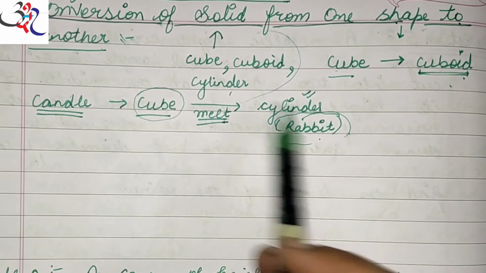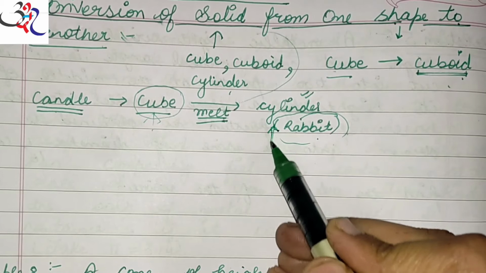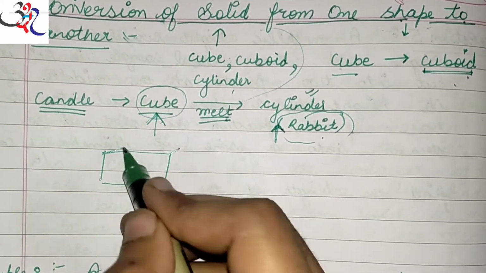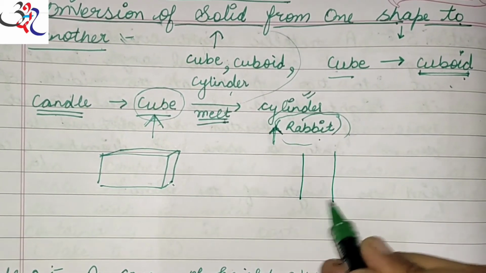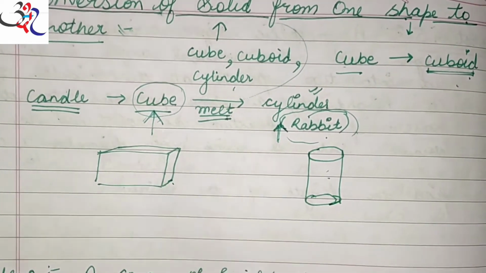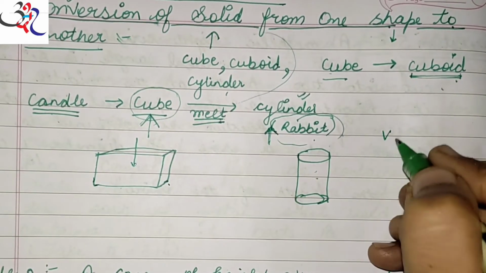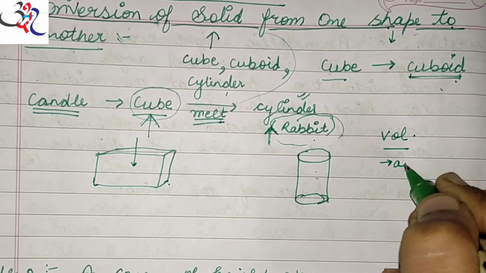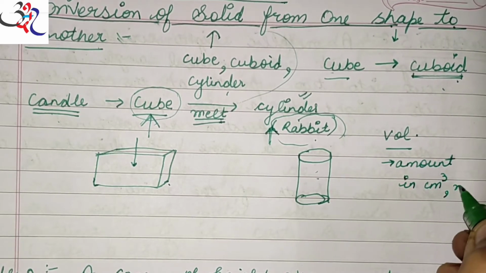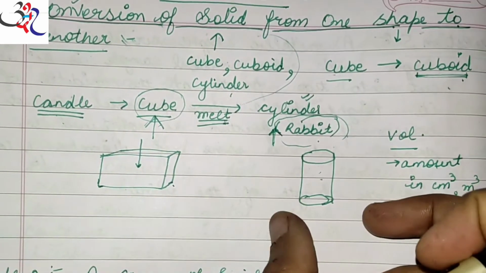So the candle was in the shape of a cube, but now it has been converted to the shape of a cylinder. So this was my cube, and this is my cylinder. You know that the area of both the figures will be different, but the volume is actually the amount, in liters or centimeter cube or meter cube. So the amount of the candle will remain the same in both the figures.